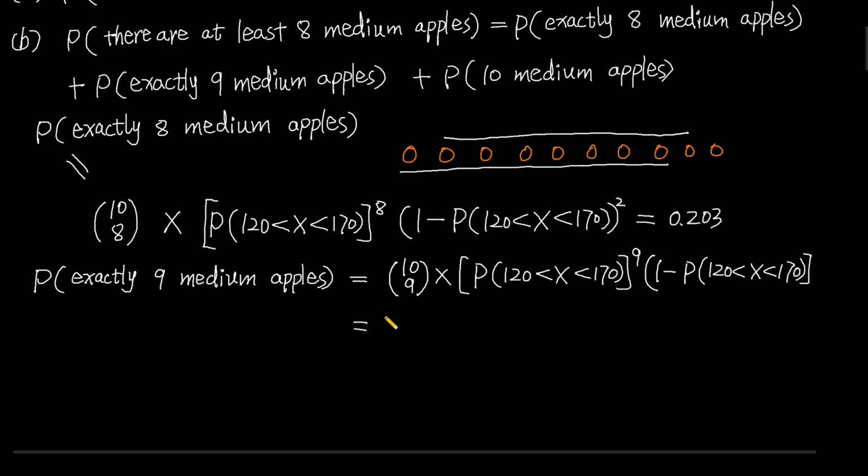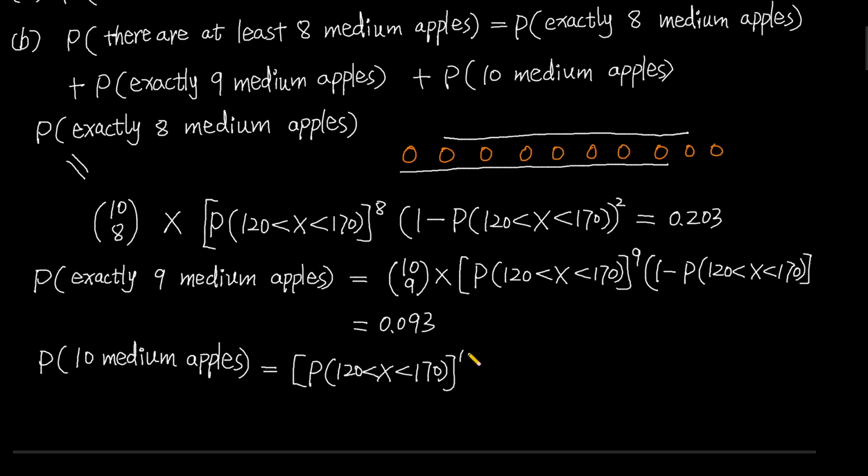This equals 0.093. And the probability that there are 10 medium apples, all apples are medium apples. So 10 apples are all medium apples. This equals the probability that the apple is a medium apple to the power of 10.